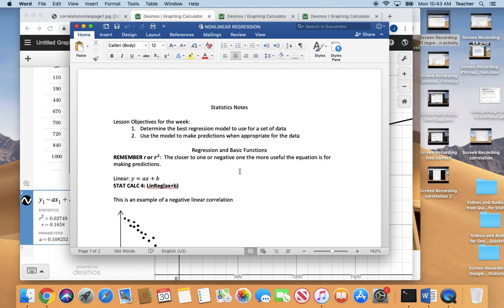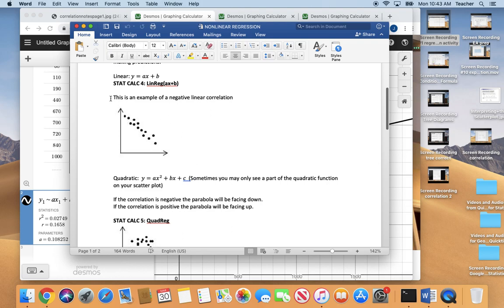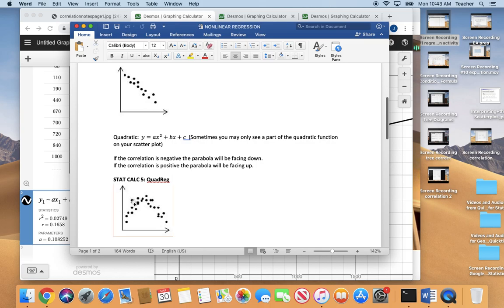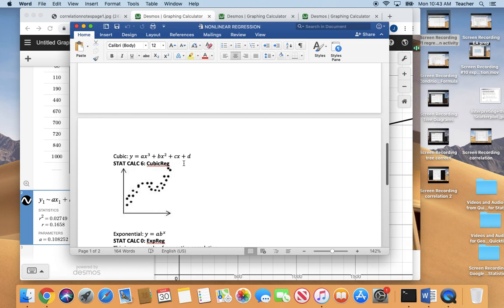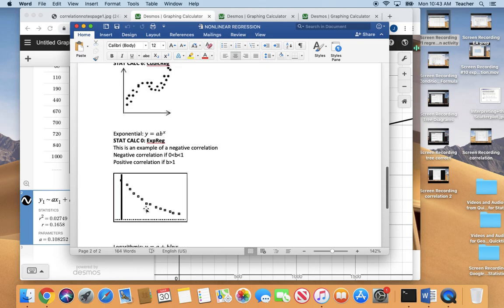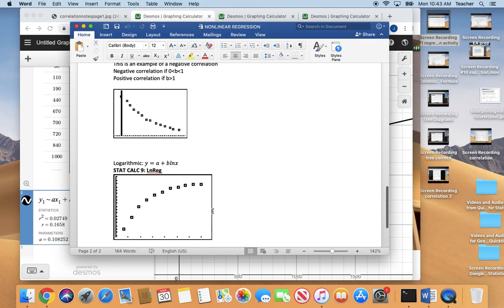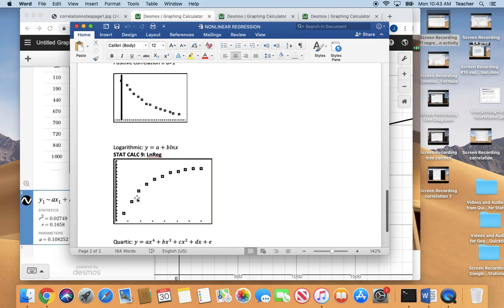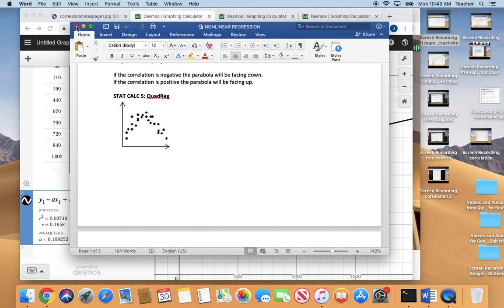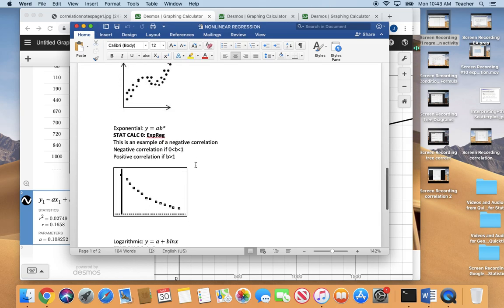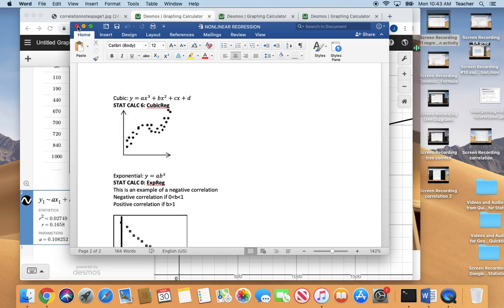So if you look, you have an example of negative linear correlation here, but then you have other scatter plots. If you had a scatter plot that looked like this, it would be a quadratic relationship. If you had a scatter plot that looked more like this, you easily know it's cubic. If you have a scatter plot that looks like this, that's exponential regression. And if you have one that looks like this, that would be logarithmic. So if it looks like one of these models that's not linear, you could try one of those models to see if one of those models would be a good fit.